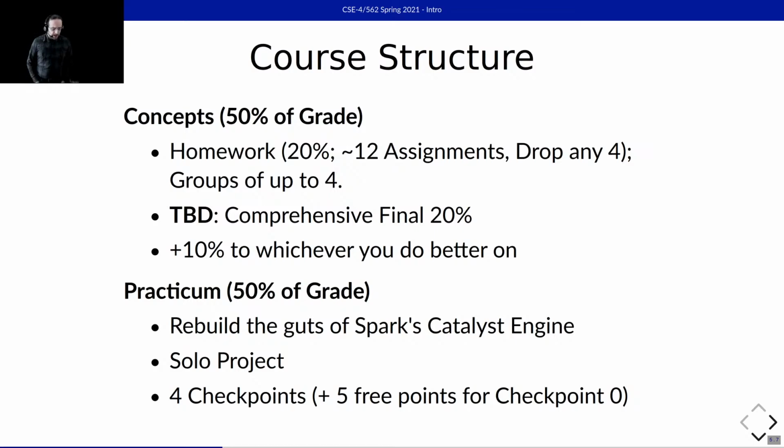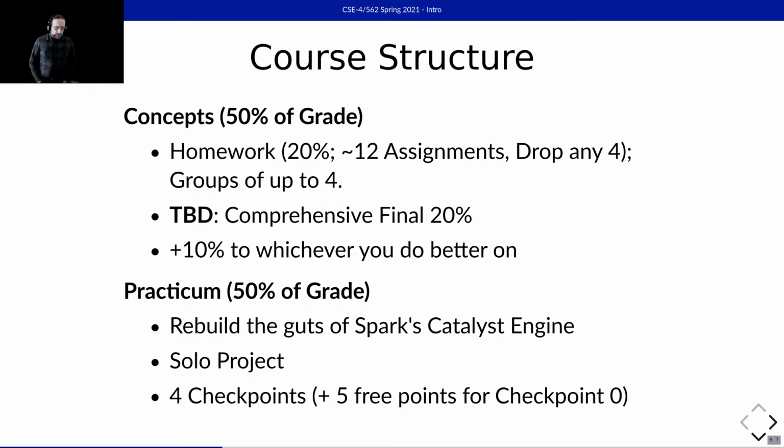There will also be a comprehensive final on a date to be announced as soon as I have it. Usually, UB Learns shifts these times and dates around for the first week or two of classes. So in about 2 weeks, I will announce the actual date of the final. And then I know some people do better on homeworks. I know some people do better on exams. So whichever of those two you do better on will count for 30%.